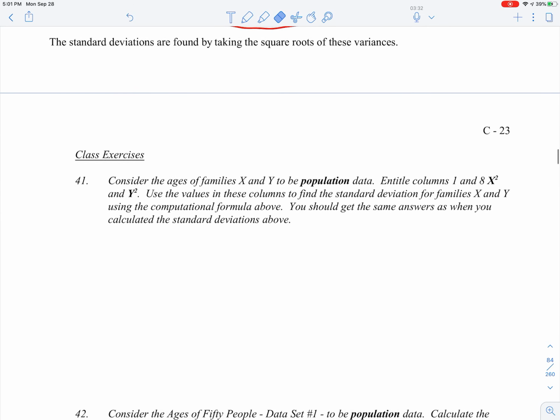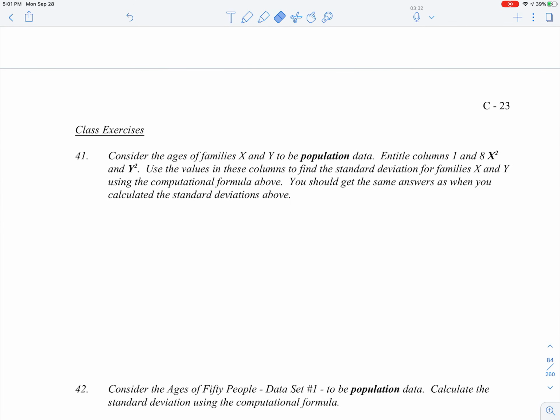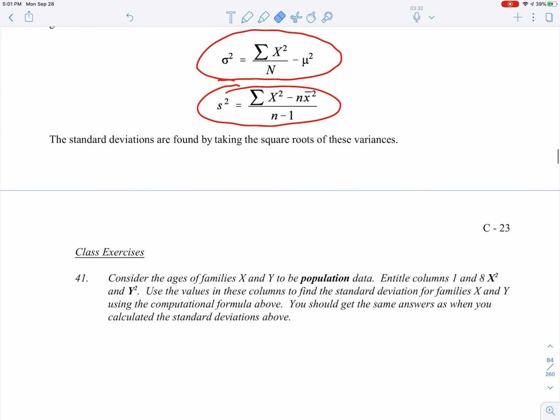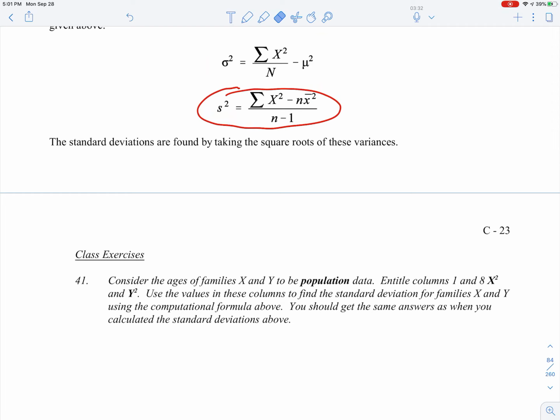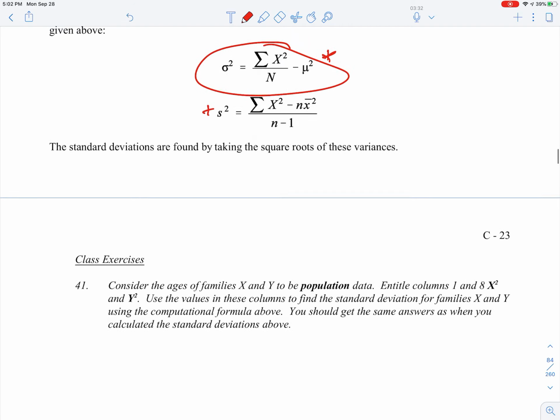All right, so let's take a look at the ages of X and Y as population data. We're going to fill in another couple of columns, and we're going to use the computational formulas up here. Oops, it disappeared, sorry. That one up there. We will get to this other one later, but right now we're going to look at this one right here.